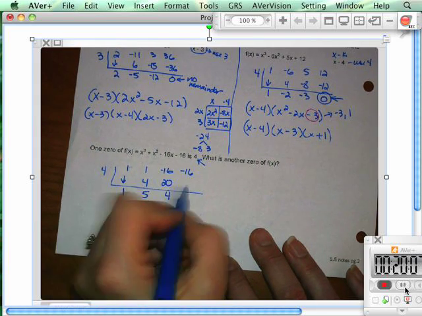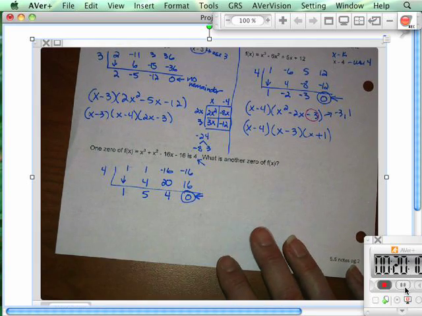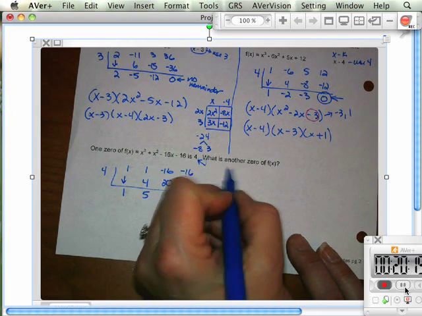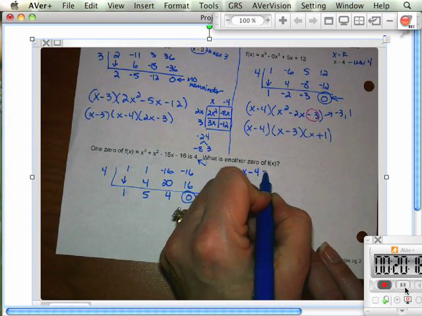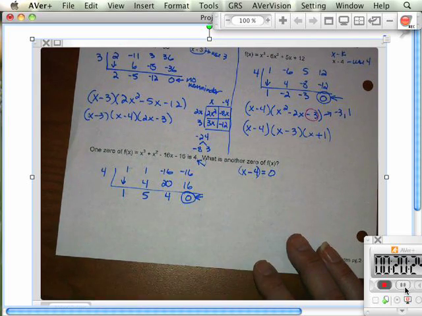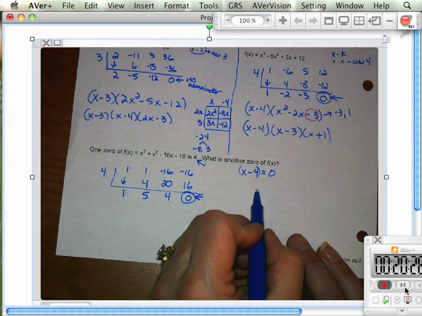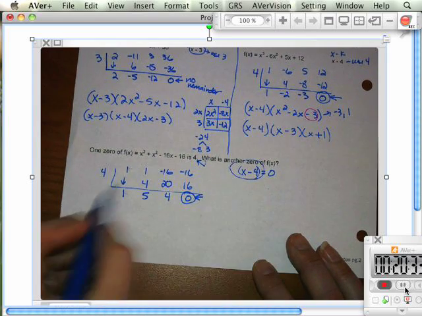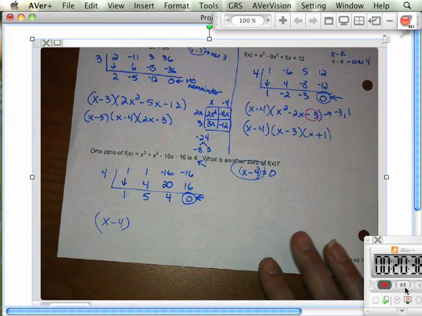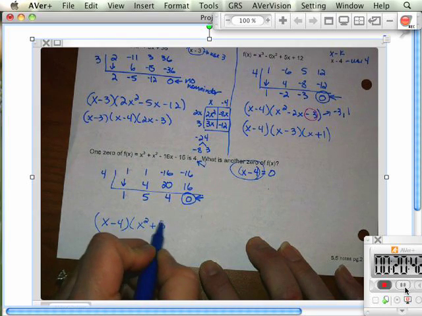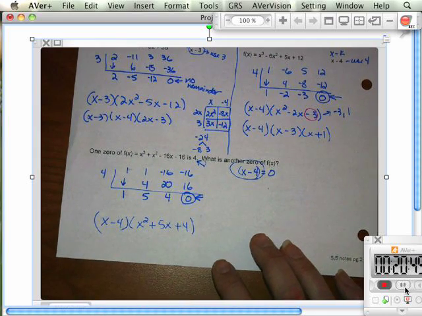Look at that. No remainder, so that makes it easy. Now, since they told me one of the zeros is 4, that automatically, hopefully, makes me realize that x minus 4 is the factor that came from. Because when you add 4 to both sides, it'll give you x equals 4, which is one of your zeros. So you're going to include this factor when you write it down. And you have this trinomial, x squared plus 5x plus 4. Your goal is to find the other zeros, so you have to factor this trinomial.